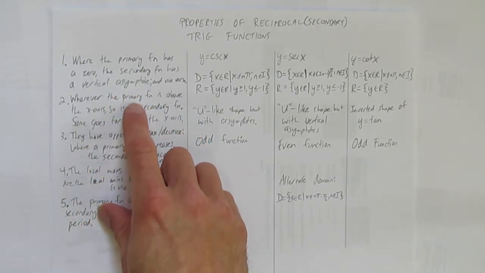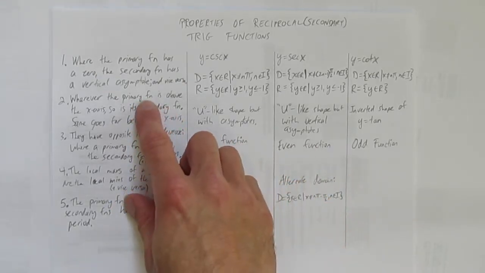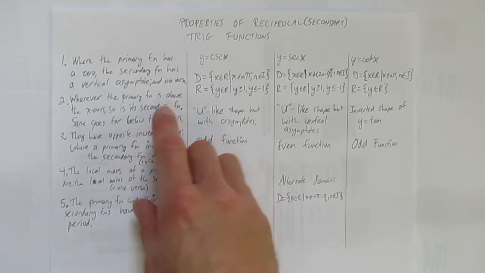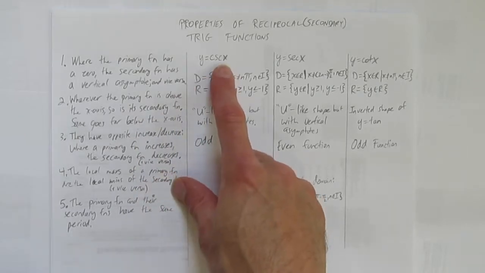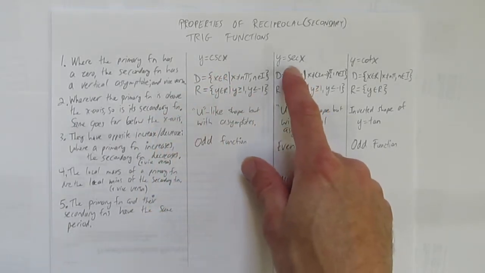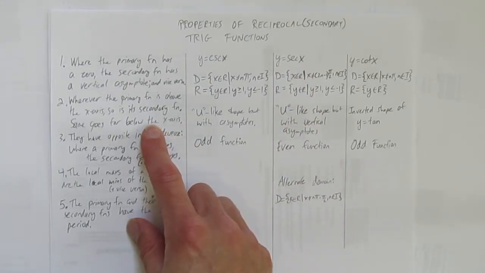Second, wherever the primary function, and by primary, just in case you don't know what I mean yet, I mean sine, cosine, or tangent, wherever a primary function like sine is above the x-axis, so is its secondary function cosecant. Same goes for below the x-axis.